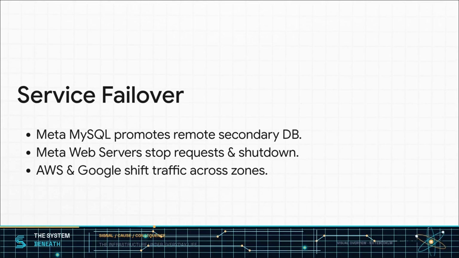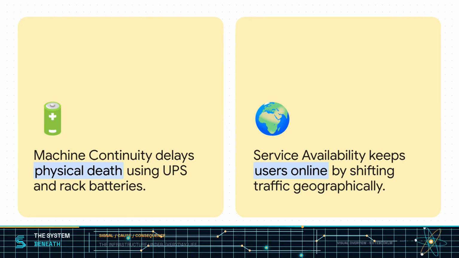Similarly, documentation from AWS and Google Cloud highlights how they rely on availability zones, which are entirely distinct failure domains. If one facility has a power event, user traffic is instantly and automatically shifted to a completely different facility miles away. You see, the core philosophy of modern cloud architecture draws a really hard line between two concepts.